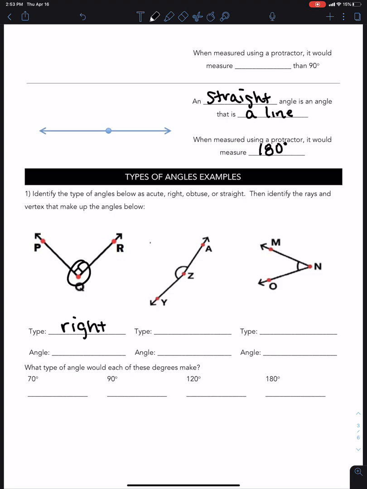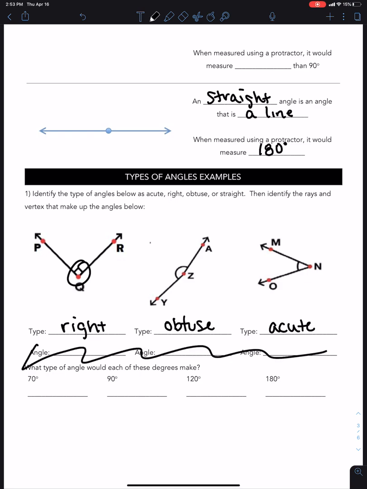What type of angle is this? It's bigger than 90 degrees, so it is an obtuse angle. And then this one is smaller than 90 degrees, so that means we would say it's an acute angle.